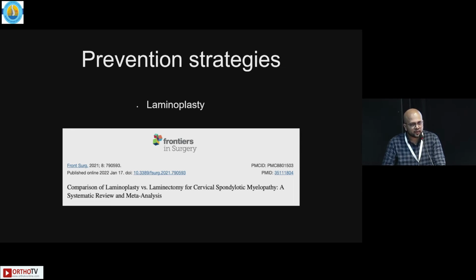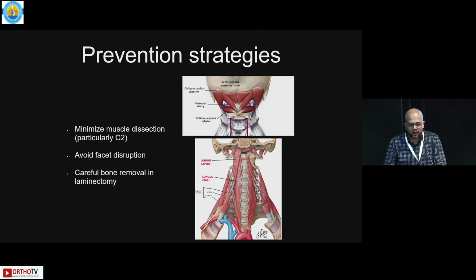Laminoplasty is one procedure which has been described. There have been varied studies for and against it, but given the fact that there is less soft tissue dissection, this is a viable alternative to laminectomy, and studies show that it may be associated with a lesser extent of post-laminectomy kyphosis. Whenever you opt for a laminectomy, you should be careful with your muscle dissection, particularly at the level of C2. Avoid disruption of the facet joints and be careful with bone removal in laminectomy.